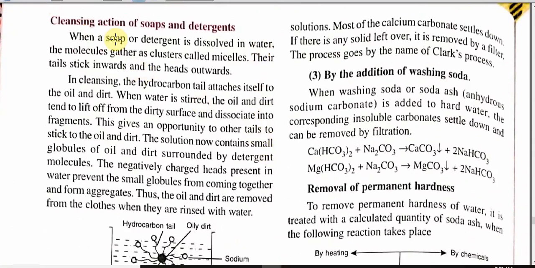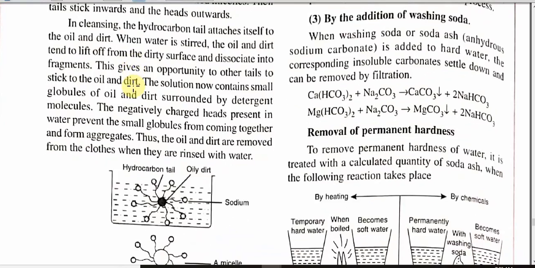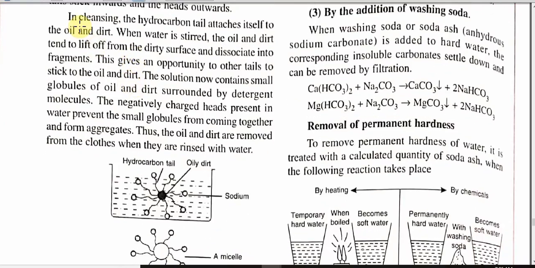So let us see how detergents and soap work in cleaning action. When a soap or detergent is dissolved in water, the molecules gather themselves in the form of micelles. Their tails stick inward and heads outward. In the cleaning process, the hydrocarbon tail attaches itself to the oil or dirt. When water is stirred, the oil and dirt tend to lift off from the dirty surface and dissociate into fragments.